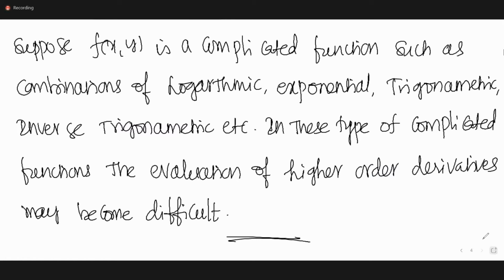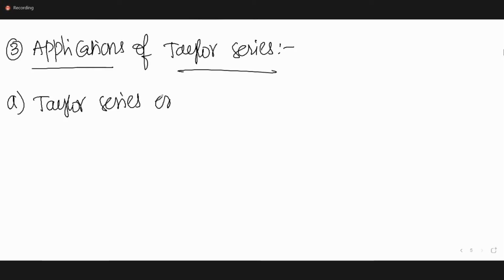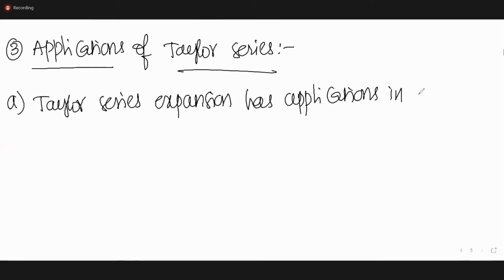Next, third note, applications. Applications of Taylor series. First application, Taylor series expansion. Expansion has applications in writing the computer programs.